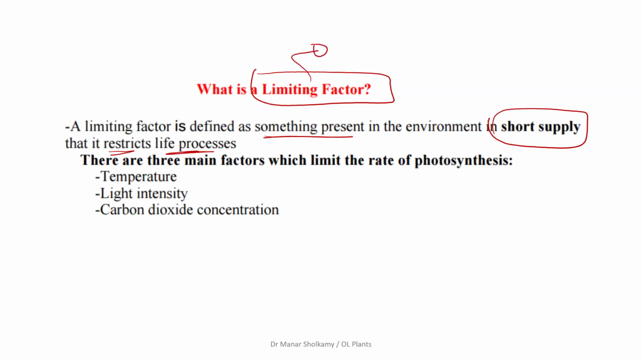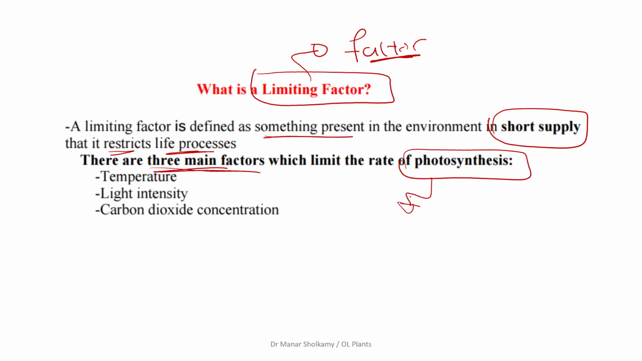So what is a limiting factor? A limiting factor is a factor or anything that will stop a certain process from proceeding. It will stop photosynthesis, it will stop respiration, etc. There are 3 main factors that will limit the rate of photosynthesis.